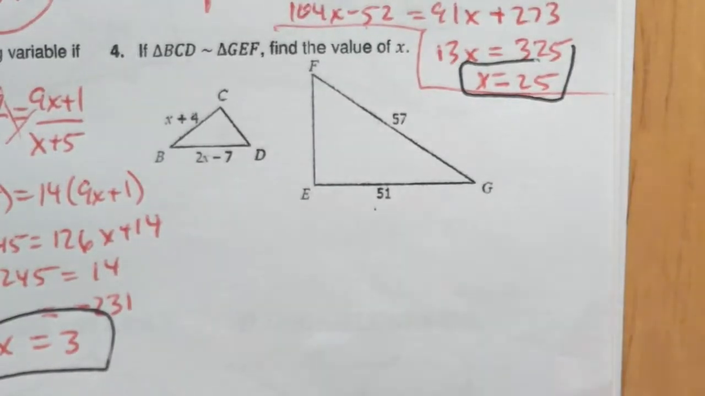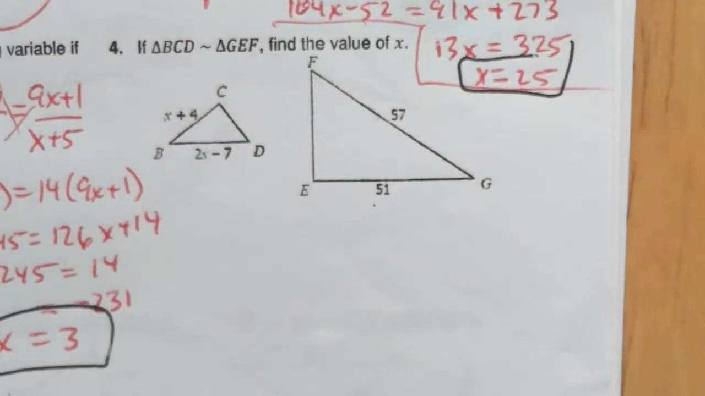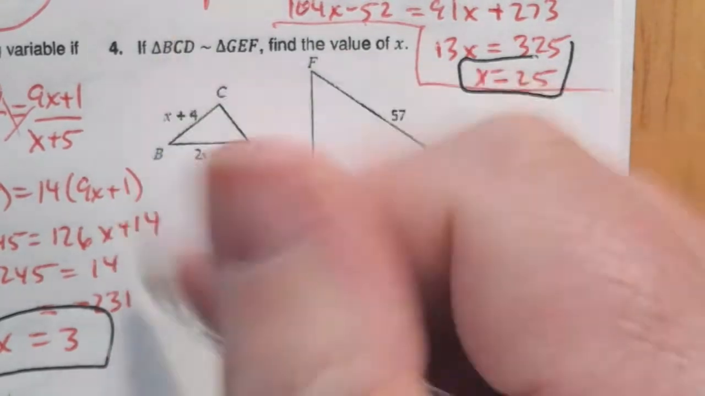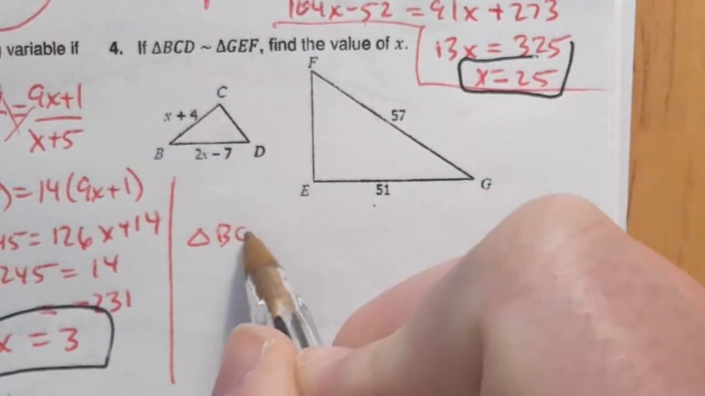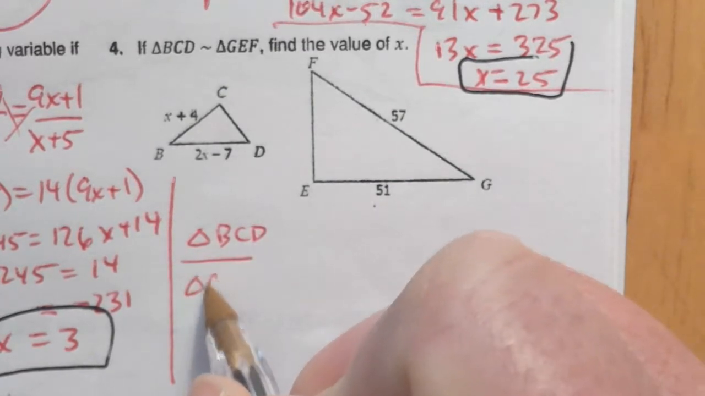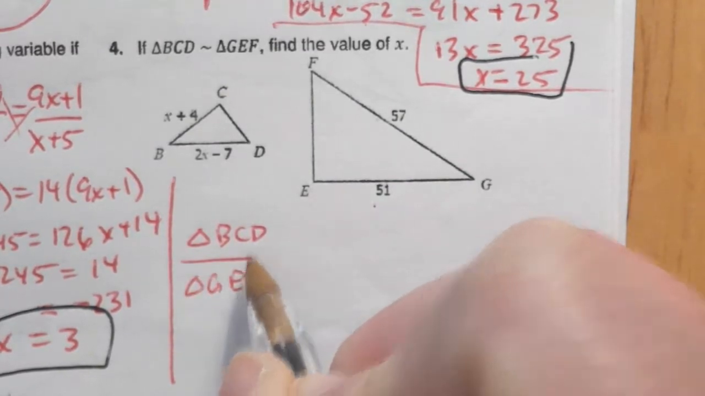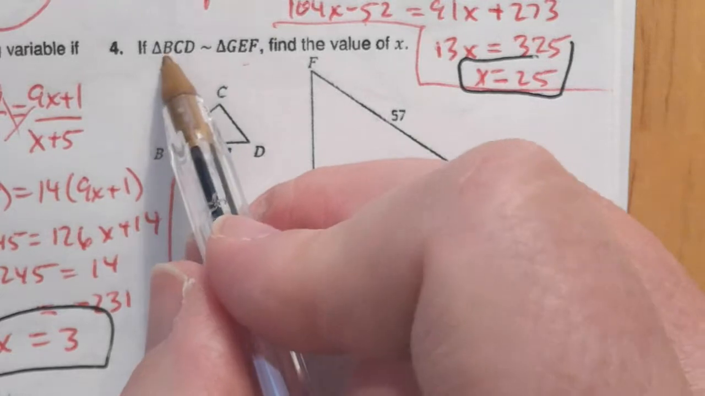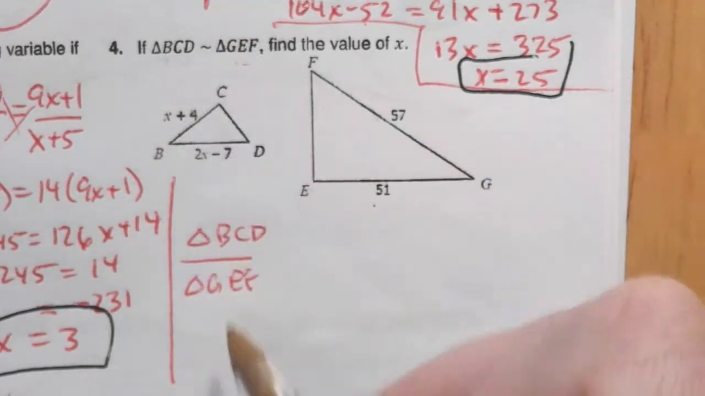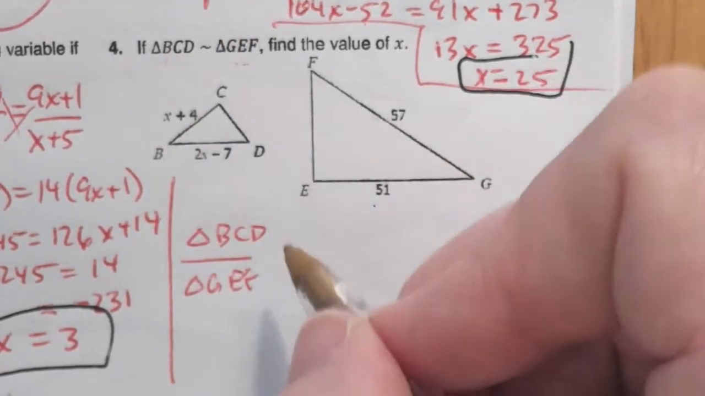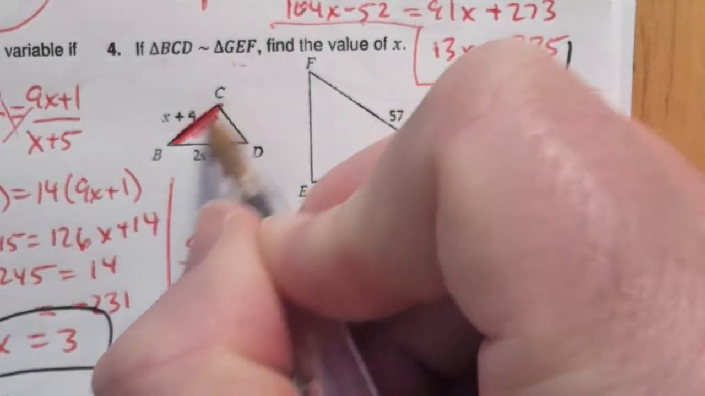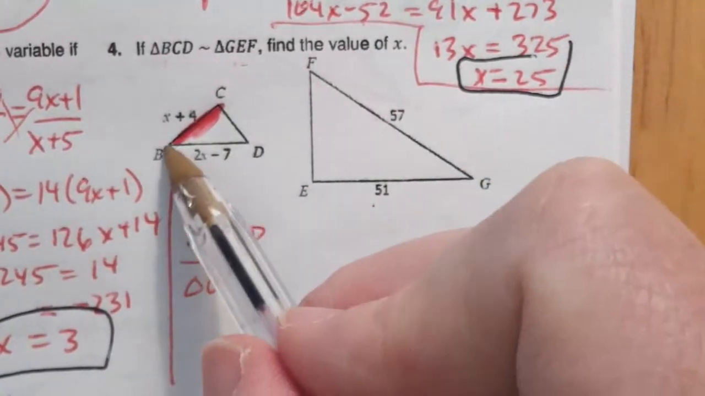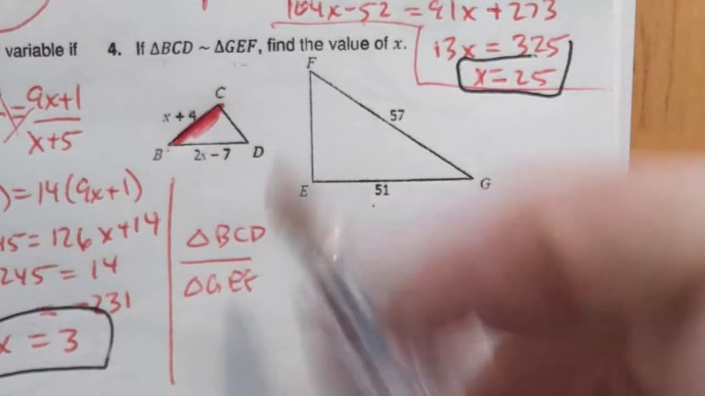All right, so number 4. Okay, so hopefully you're getting a nice, good idea about this. All right, so let's just keep going. Triangle BCD over triangle GEF. So left to right, top to bottom. So the left one goes on the top, the right one goes on the bottom. Okay, so let's see. If I do this side right here, the question is, what does that match up with? So B to C, is that on the top or the bottom? Oh, it's on the top.